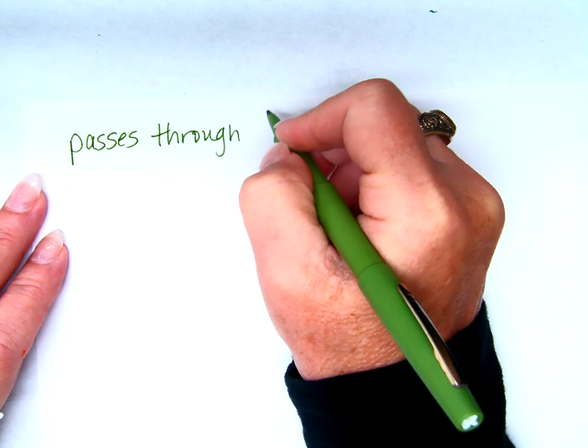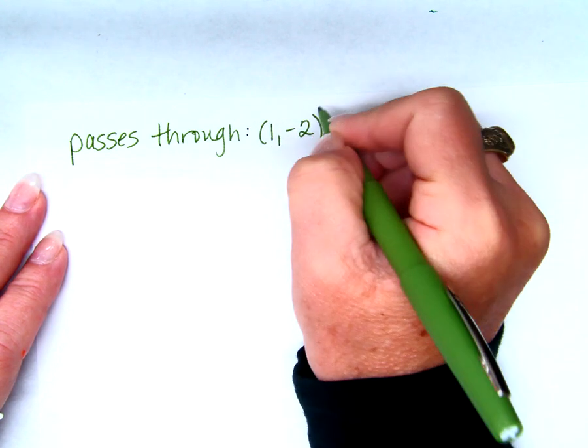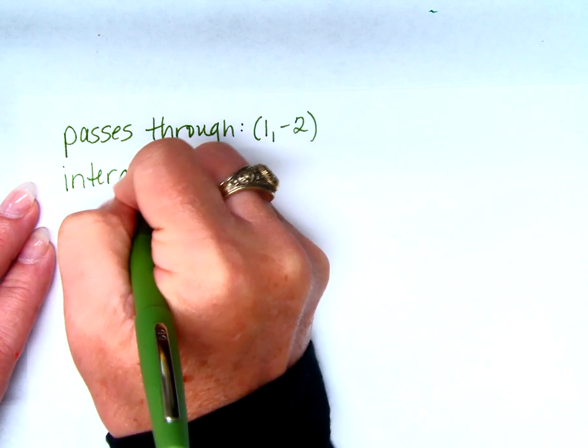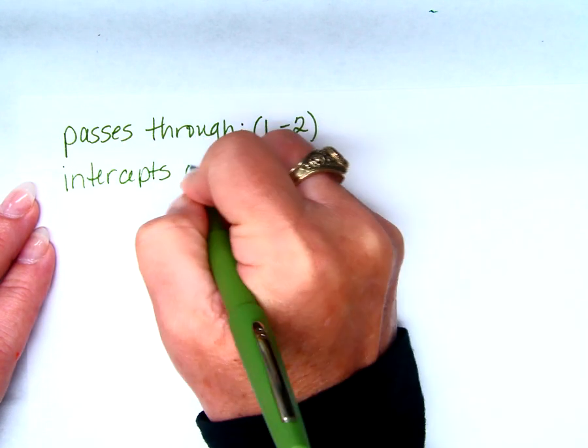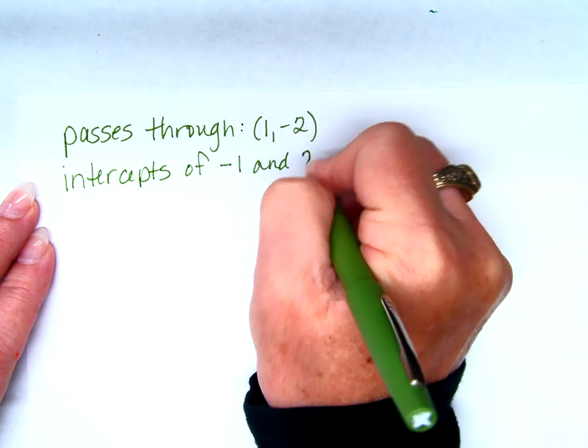It passes through (1, -2), and it has intercepts of negative 1 and 2.